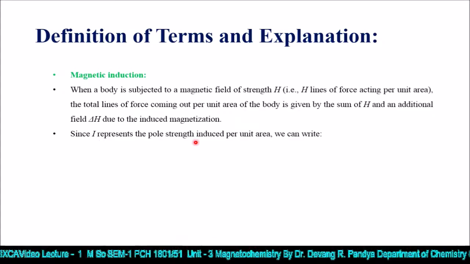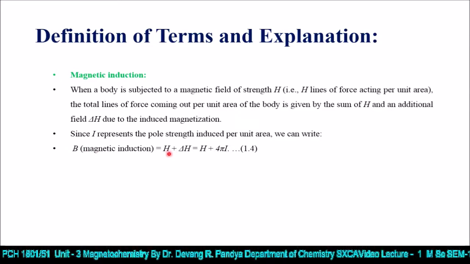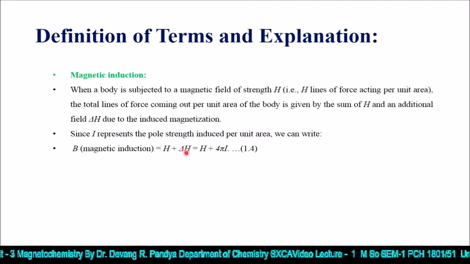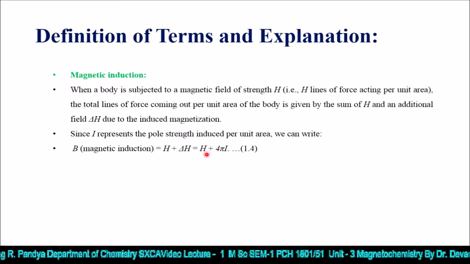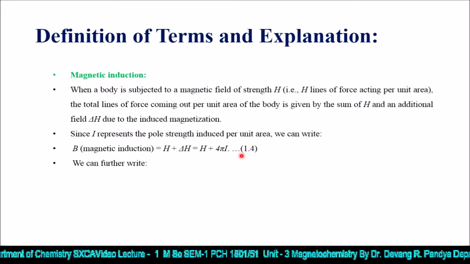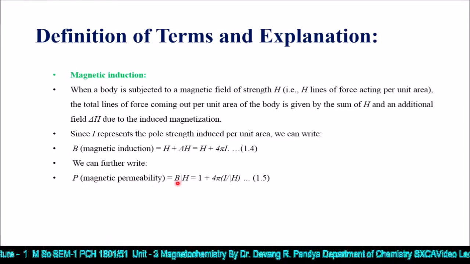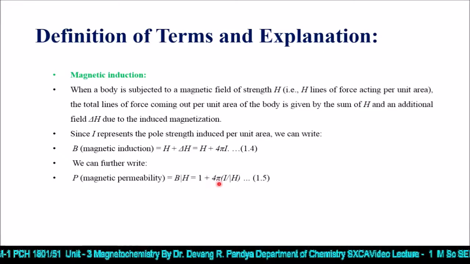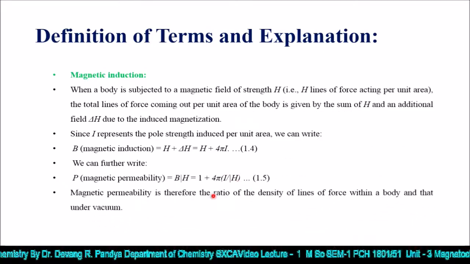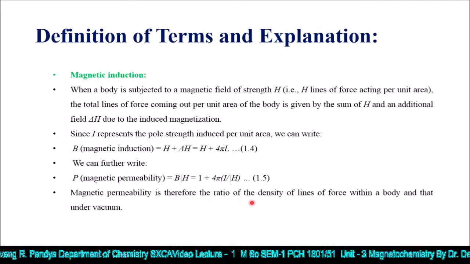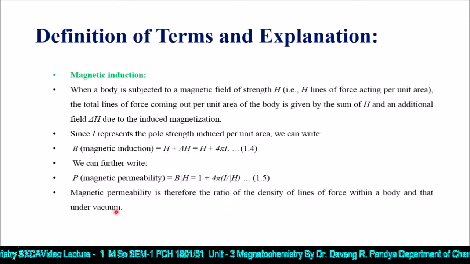Since I represents the pole strength induced per unit area, we can write B, magnetic induction, is equal to H plus delta H, the extra magnetic field generated on the substance which is placed in a magnetic field, is equal to H plus 4 pi I. We can further write this equation as mu, the magnetic permeability, is equal to B by H, is equal to 1 plus 4 pi into bracket I upon H. Magnetic permeability is therefore the ratio of the density of lines of force within a body to that in vacuum.